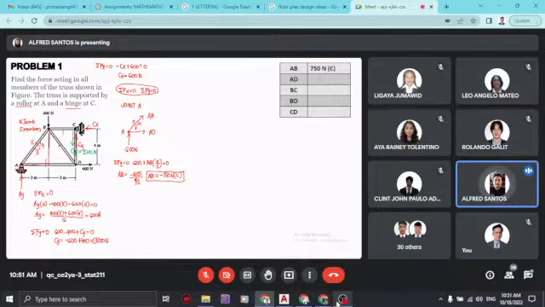Okay, so kung compression sa AB, tama ba yung drawing natin? Mali, sir. So itama natin. So since alam na natin na compression member si AB, so itama na natin yung direction niya. So this is your AB, your real AB.